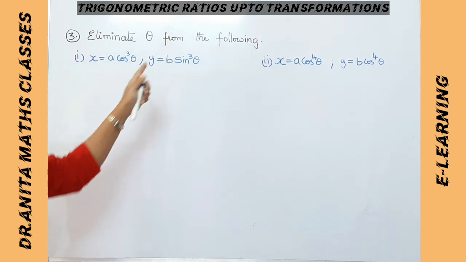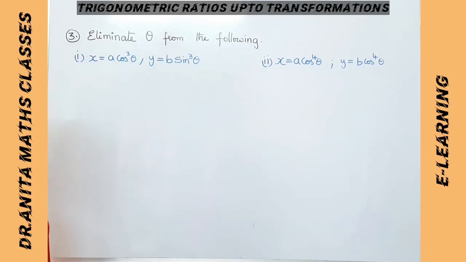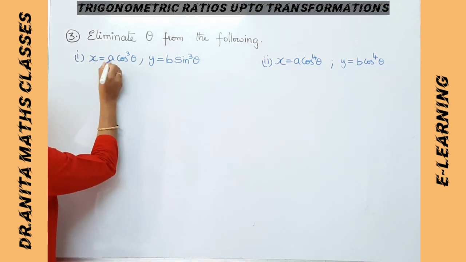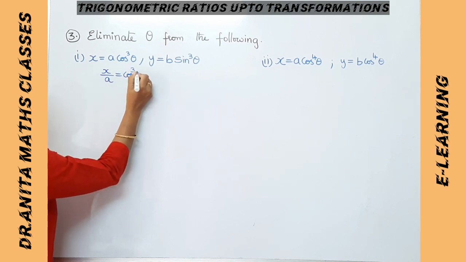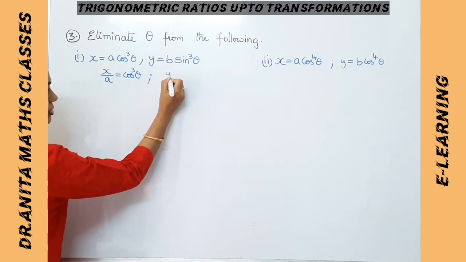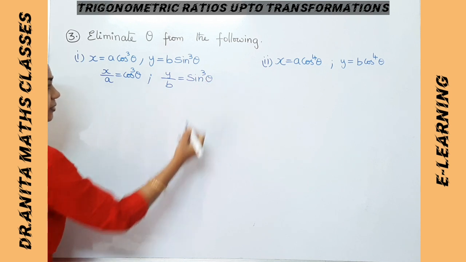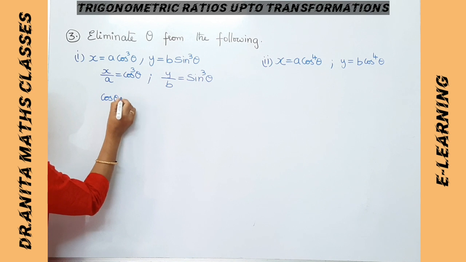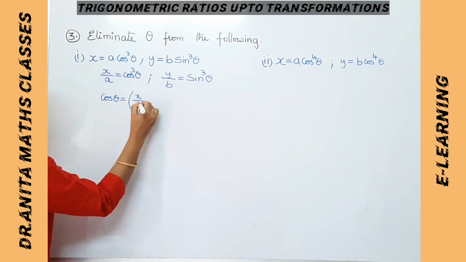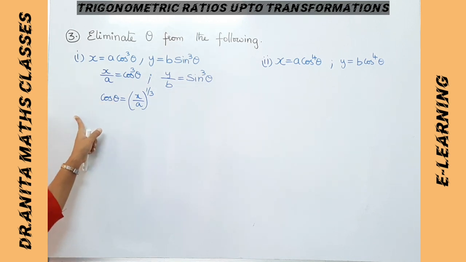Now here we have to eliminate theta and bring the equation into the form of x, y, and a, b. That is, we have to eliminate the trigonometric ratios. If I take the first one, x by a equals cos cube theta, and y by b equals sin cube theta, right? Now if I want cos theta, it is x by a raised to the power of 1 by 3, so cube rooting both sides.